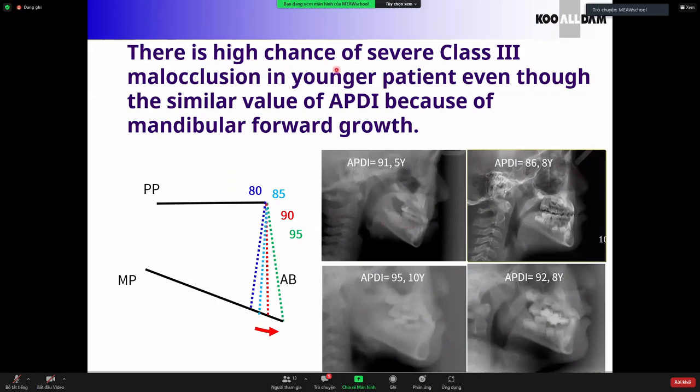There is a high chance of severe class 3 malocclusion in younger patients, even with a similar value of APDI, because of mandibular forward growth. This patient is 8 years old. However, in the upper patient you can see the APDI is 86, and the lower patient is 92. Which one is severe? 92 is severe.